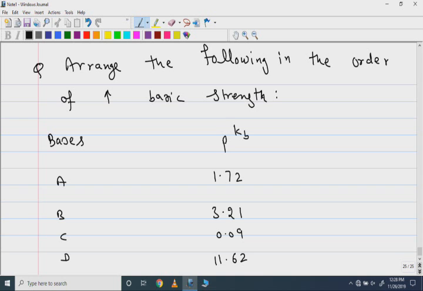Done? Okay. So the concept says the higher the pKb, the lower will be the basic strength. So D should be the lowest, then B, then A, and then C.